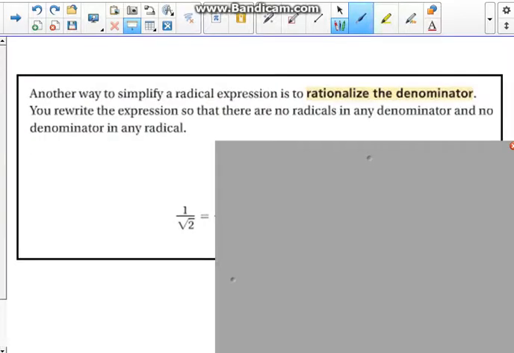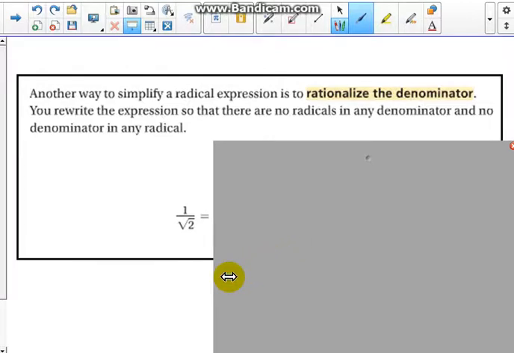So another way to simplify a radical expression is to rationalize the denominator. Remember when we used to clear square roots out of the denominator? We're still going to do that, but with more than squares. So we've got to make that denominator something we can work with. So we rewrite the expression so that there are no radicals in any denominator and no denominator in any radical. Okay, so that's the rule.